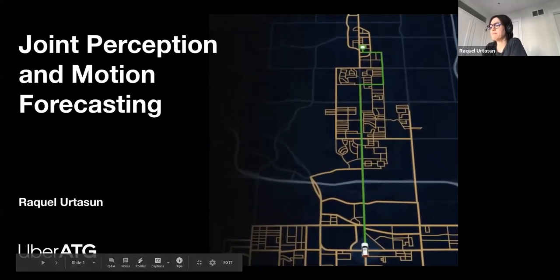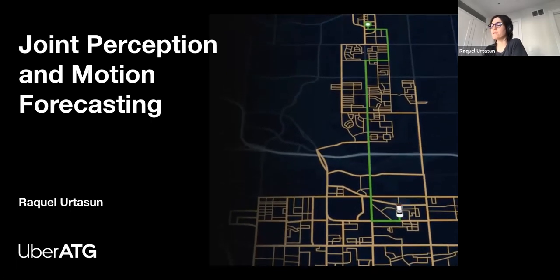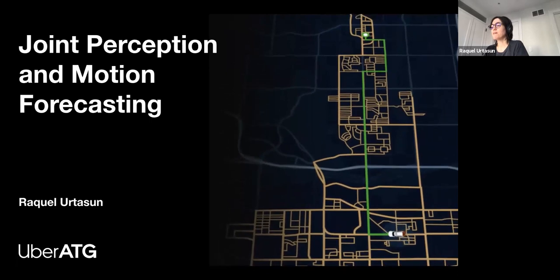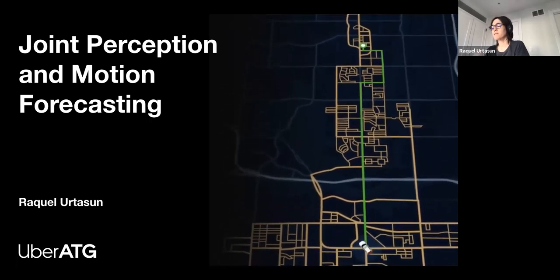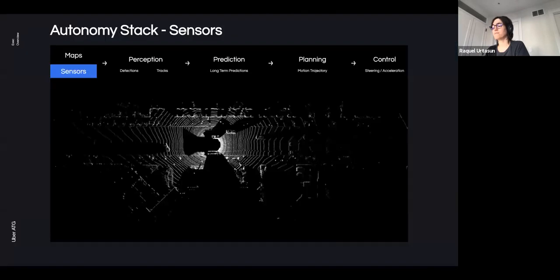Hi everyone, my name is Raquel Ortasun and I'm the Chief Scientist at UberATG, as well as a professor at the University of Toronto. Today, I will talk about approaches that perform human perception and motion forecasting in the context of self-driving vehicles. The traditional software stack for self-driving is composed of a set of models executed one after another.